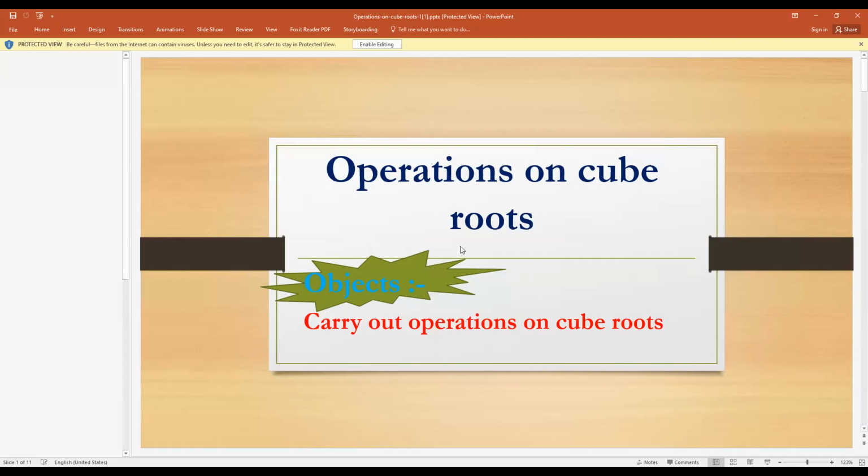Good morning. Our lesson today, inshallah, is operations on cube roots. I want to know the operations on cube roots.